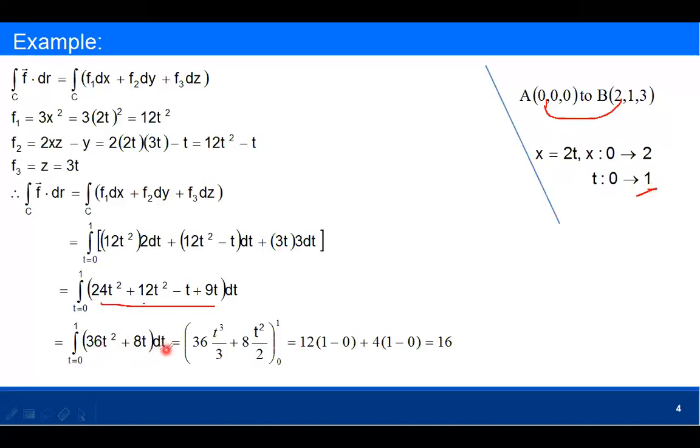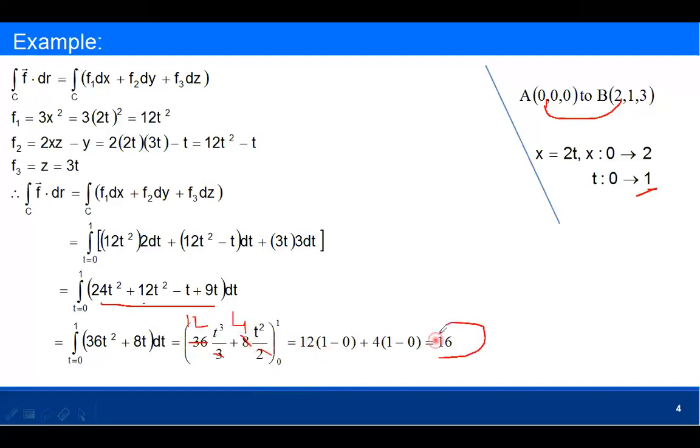So the integral of 36 t square is t cube by 3, plus 8 into t, that is t square by 2. Simplifying, it is 12 times t cube and 4 times t square. Substituting the upper limit minus the lower limit, 1 cube minus 0 is 1 only. So 12 plus 4, that is 16.